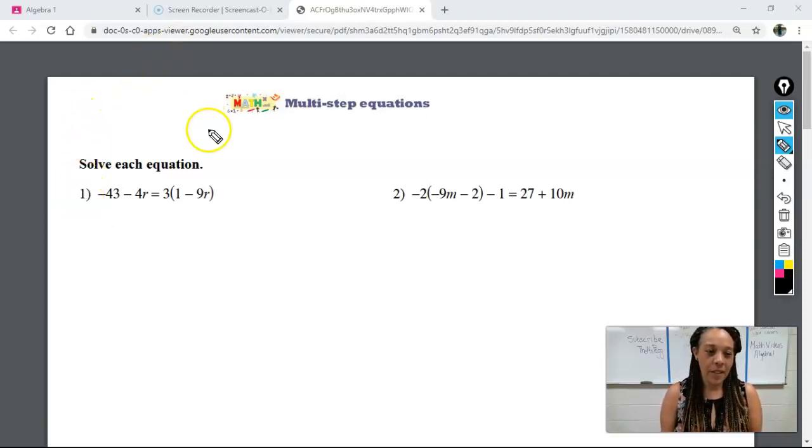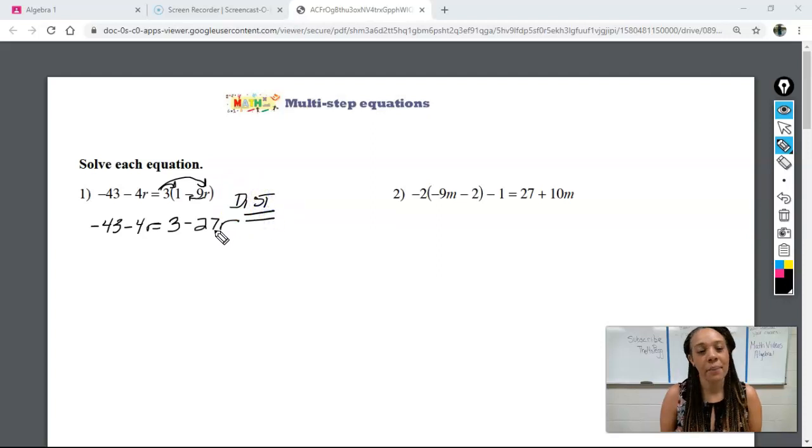So number one here says negative 43 minus 4r equals 3 times, here we have distributive property, 1 minus 9r. So let's tackle this. The first thing I notice is that I have to do this 3 times 1 and this 3 times negative 9r. Don't forget the sign is always in front of the number. So here we go. I have 3 times 1 is 3, and 3 times negative 9r is negative 27r. On the other side, I'm just going to drop down the terms that were there, and I can move on to my second step. So my first step was to distribute, okay?